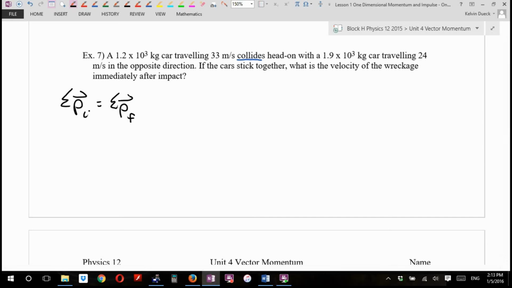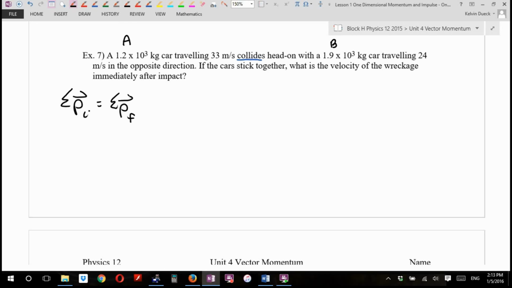So here's an example of a car crash. Let's call this car A. Let's call this car B. A 1,200 kilogram car traveling 33 meters per second collides head on with a 1,900 kilogram car traveling 24 meters per second in the opposite direction. They're going to stick together. We don't have to, by the way, but in this case I decided to make them stick together.